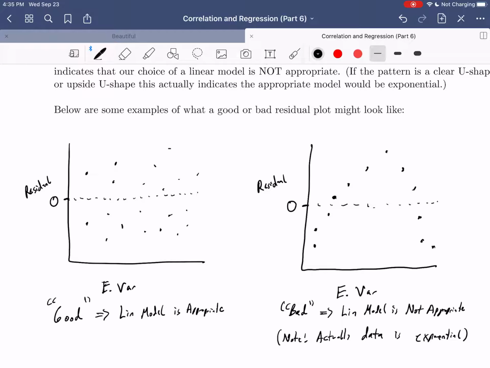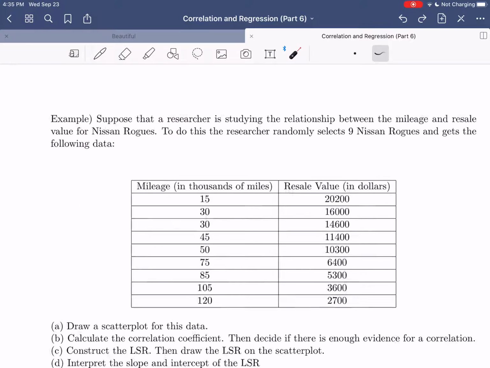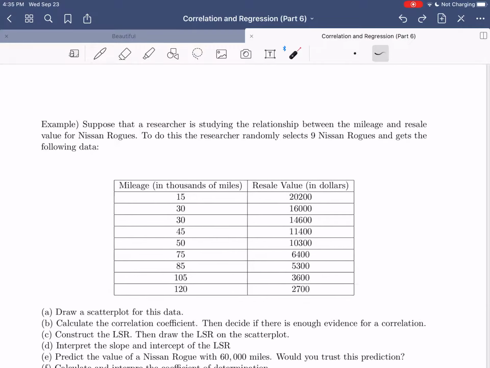So there we go. That's what these sort of residual plots are going to look like. Let's get to an example where we'll actually be able to build one of these residual plots and sort of make this diagnosis of whether or not a linear model is appropriate or not. So let's go ahead and take a look at our example here. So for this example, we'll zoom out just a little bit so we can get a better view there.